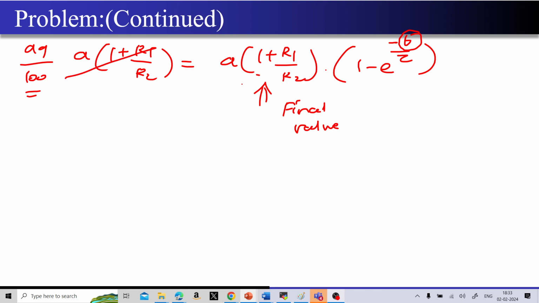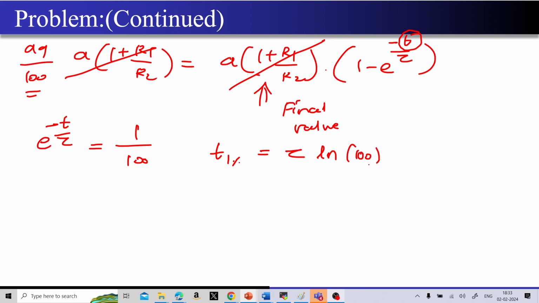So now this is going to get cancelled from over here. So what you will be left with is e to the power minus t by tau is nothing but 1 by 100. Correct. So if you take the log on both sides and calculate that t 1%, the settling 1% time, right? You will be left with tau into ln of 100. Now our next job is to calculate what this value tau is. Correct. What is this value tau actually?